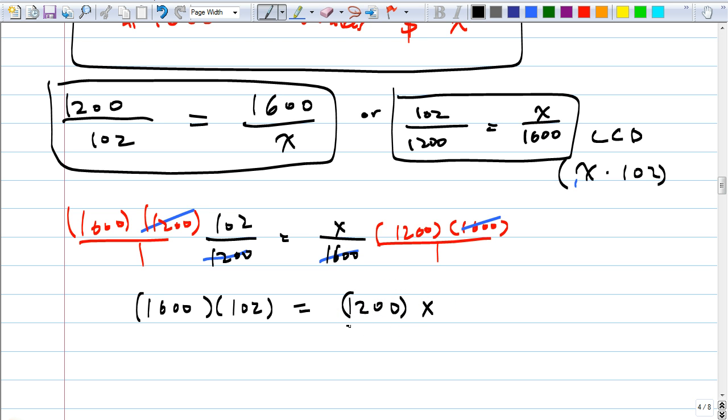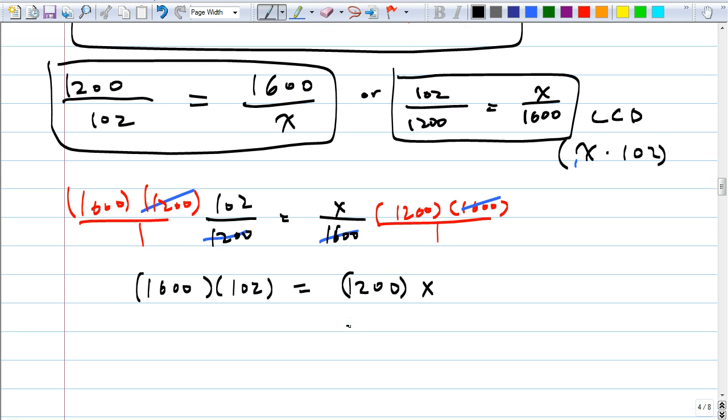1200x. Now, the reason why I didn't multiply is because I knew that I had to divide both sides by 1200, and things will cancel out. So I don't want to do all this work right now, because things will cancel out. So divide both sides by 1200.